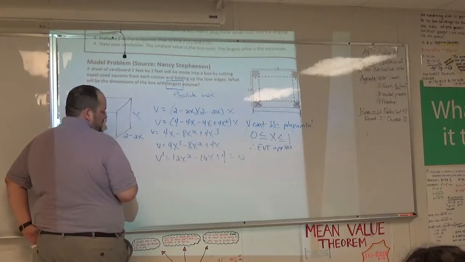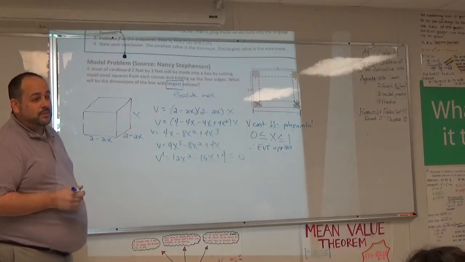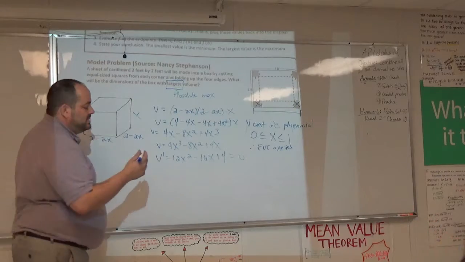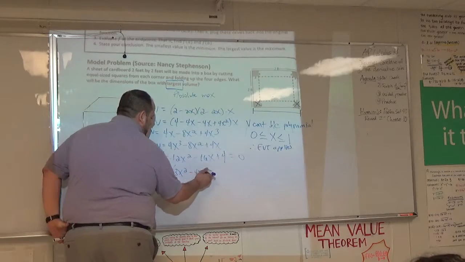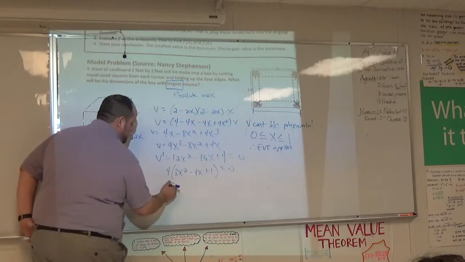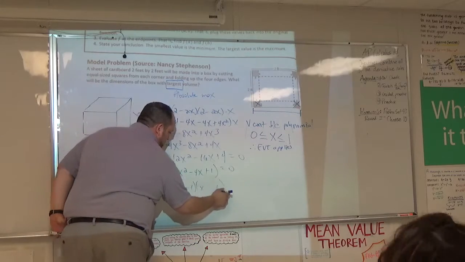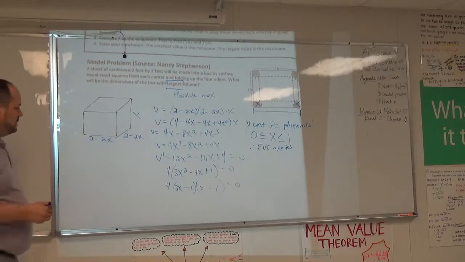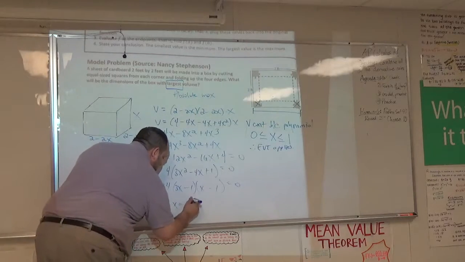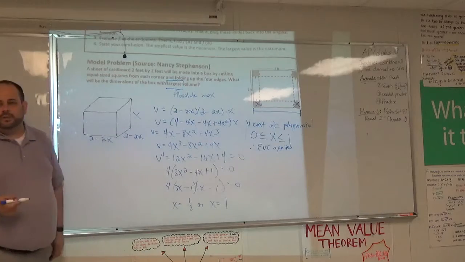Now I've got to factor. 12x squared minus 16x plus 4. I think I was kind when I created this problem. I can take out a 4. 3x squared minus 4x plus 1 is equal to 0. I've got to factor. I think that factor is just 3x minus 1 times x minus 1. And so I've got x equals a third, or x equals 1.